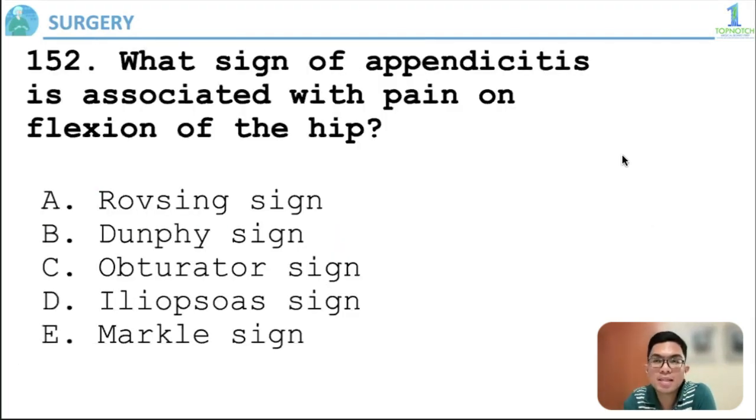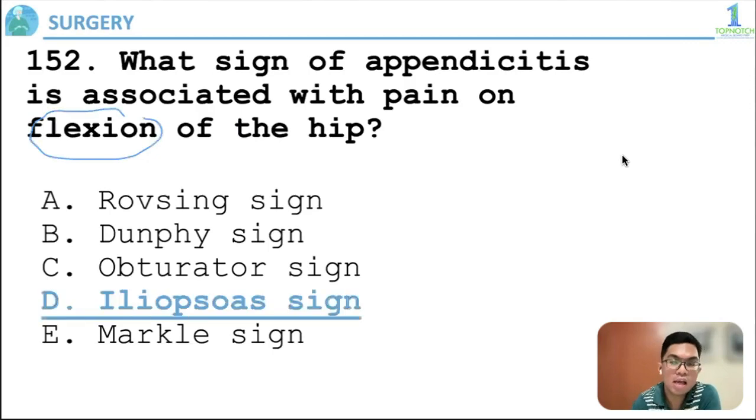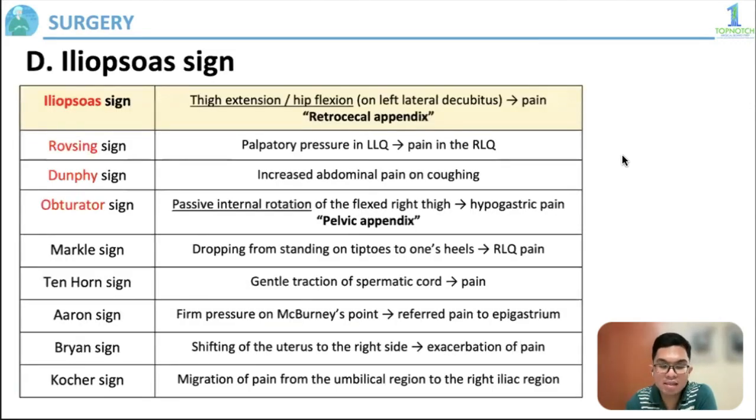Next, special eponymous sign for appendicitis na may pain on hip flexion. Hip flexion, that's your iliopsoas sign or your psoas sign. Okay? So the iliopsoas or psoas sign, it's pain when the thighs are extended passively or when the hips are flexed. So usually this denotes a retrocecal appendix. Yung Rovsing naman, pag kinapa mo yung left lower quadrant, maramdaman ng patient yung pain sa right lower quadrant. Parang migrates, parang ganun. Yung Dunphy sign is increased abdominal pain on coughing.